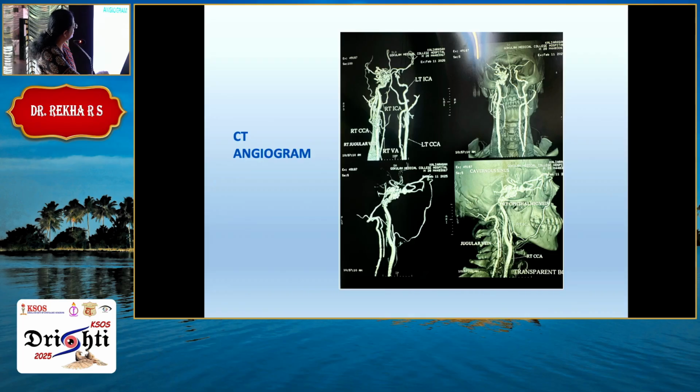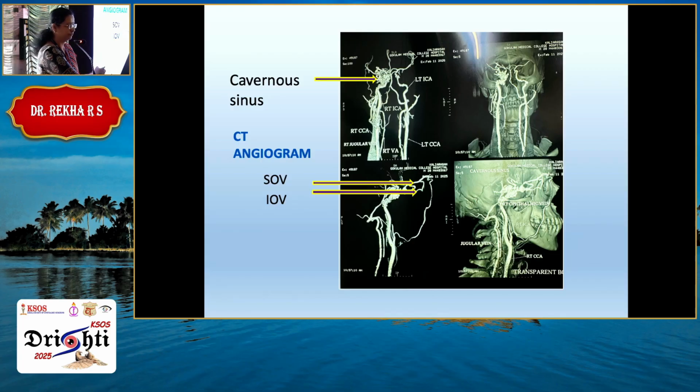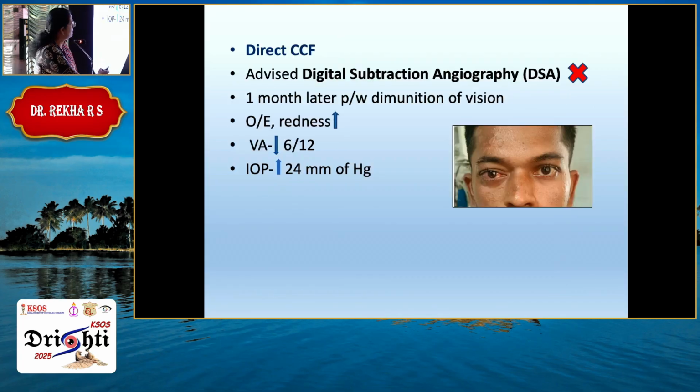So we did a CT angiogram for this patient. We can see on the right hand side there is a huge dilatation of the right cavernous sinus with engorgement of all the draining tributaries, and also the hugely engorged superior ophthalmic vein and inferior ophthalmic vein. So our patient was a case of direct CCF, and he was advised to do the gold standard investigation in this case, that is digital subtraction angiography.